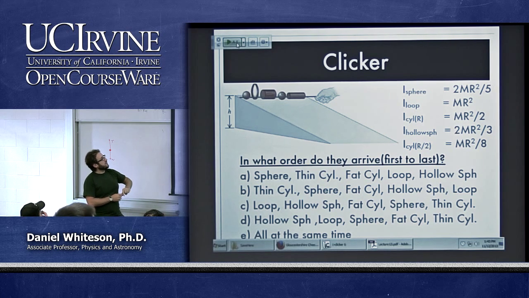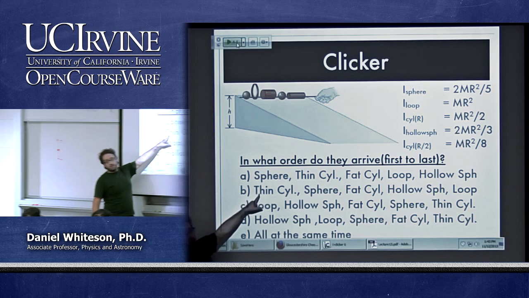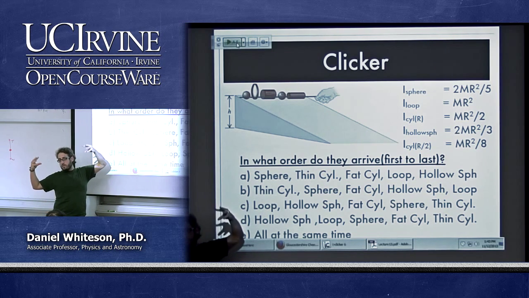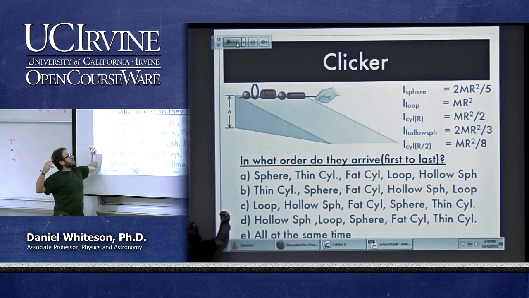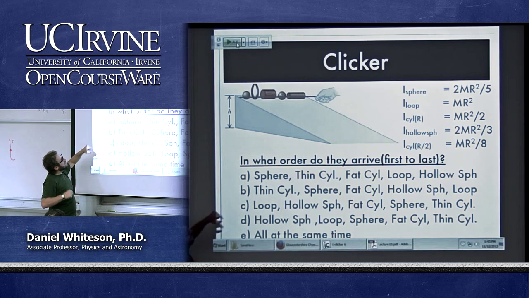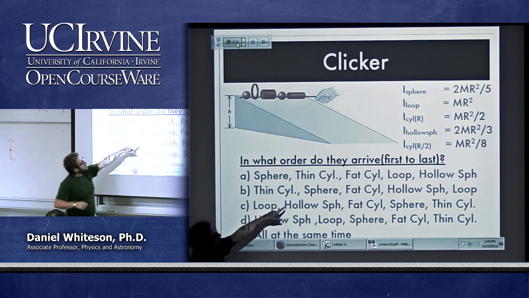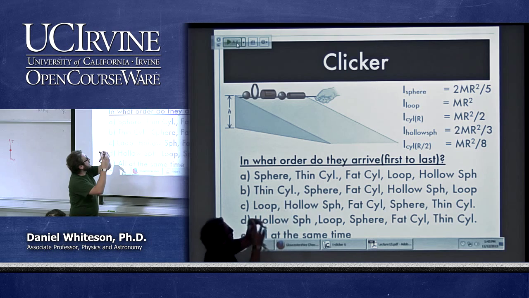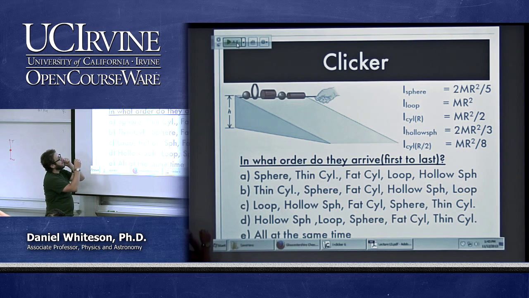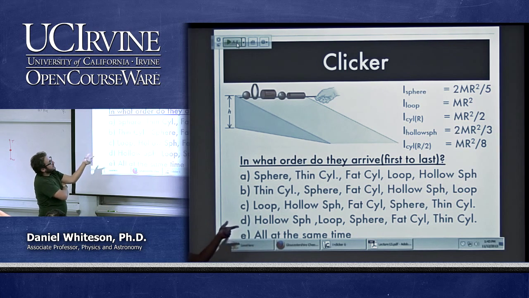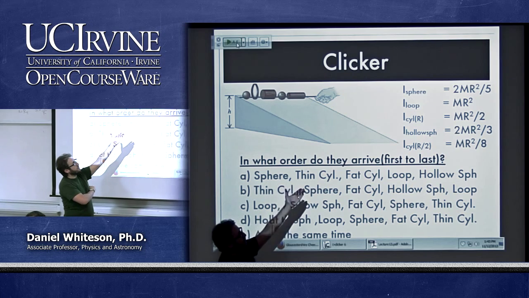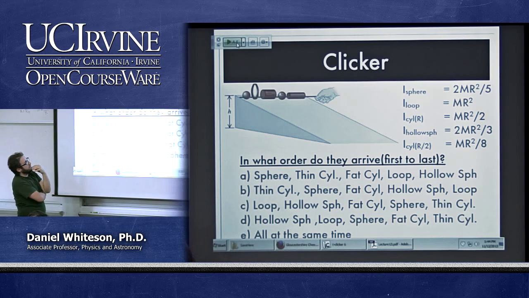So the thin cylinder is going to win because it has more of the mass concentrated close to the axis of rotation, right? After that is the sphere. It's got a lot of stuff very close to the center. After that is the fat cylinder. The sphere and the fat cylinder are not easy to compare intuitively. In fact, they're pretty close. One is 1/2, one is 2/5. So it's not a big difference.